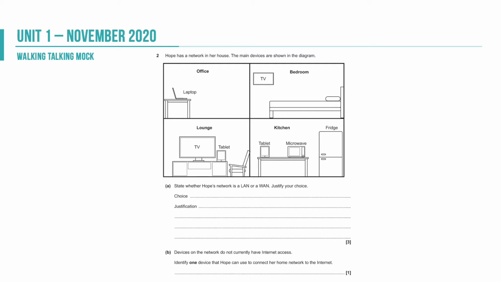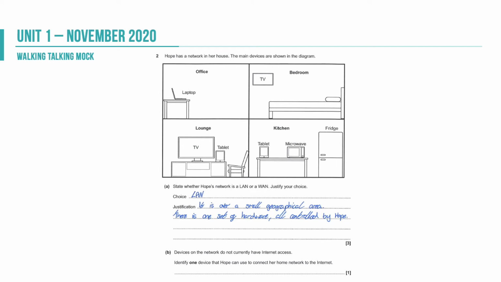It's the justification where people often slip up. It's really important that we get that phrase, small geographical area. You're not going to get the mark for just saying over a small area. You've got to have that phrase geographical in there. It's also only going to get us 1 of the 2 marks that we need for our justification. We need something else, something along the line of there being dedicated hardware, maybe only 1 router if there were a router in the example. So I've gone for there is 1 set of hardware and all of that is controlled by Hope.